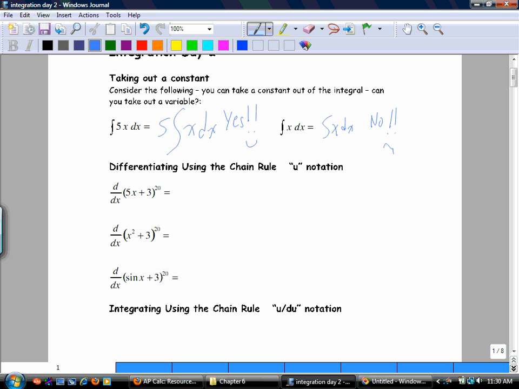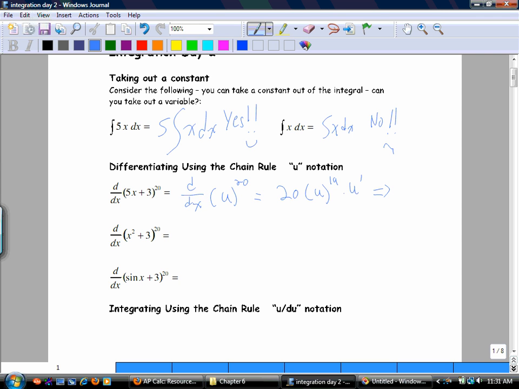Now, let's have some kind of review of using the chain rule. When I'm doing the chain rule, I'm going to be using my u notation. So I make u the inside. I have the derivative of u to the power of 20. I drop the exponent down and get u to the power of 19. Am I done? What do I have to multiply by? Times u prime. Then you could solve that and replace your u with x. I'm not going to do that.